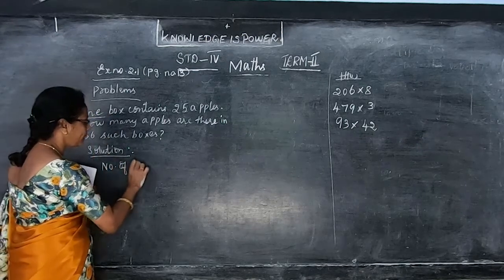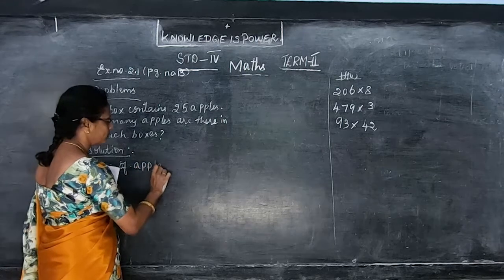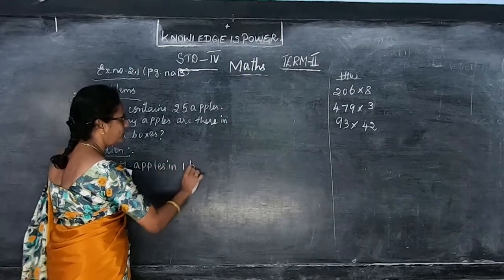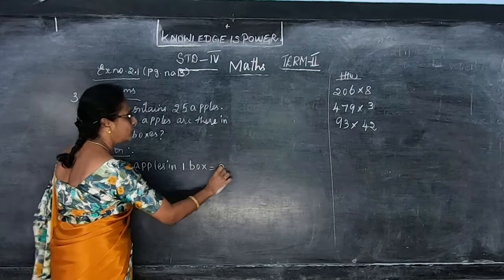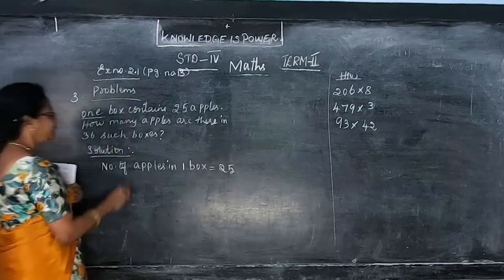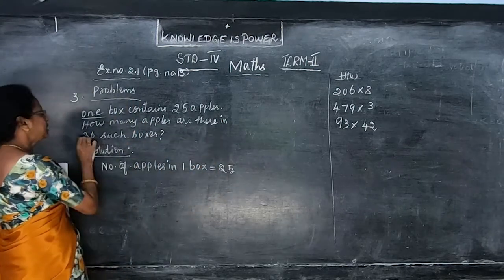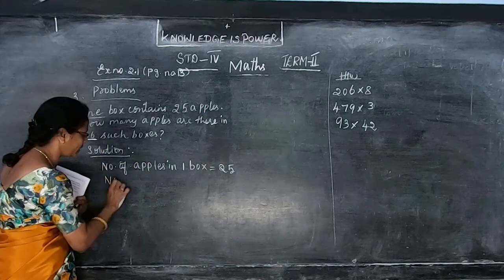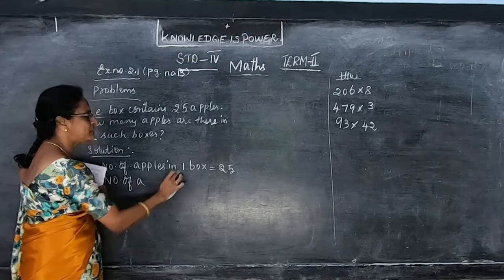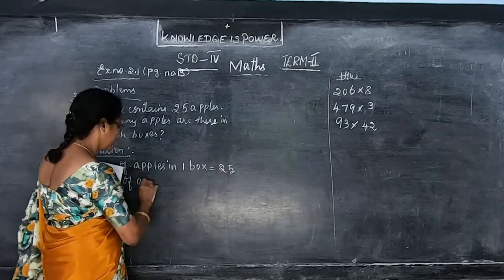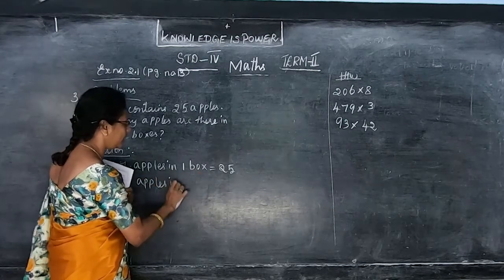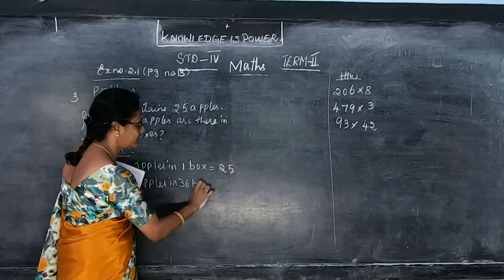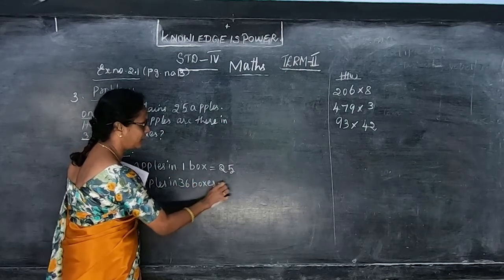So number of apples in one box. How many apples are there? 25. Then how many apples are there in 36 such boxes? So for 36 boxes, how many? Number of apples in one box is 25, in 36 boxes how many apples? When you write 36 it gets long, so you have to write boxes.